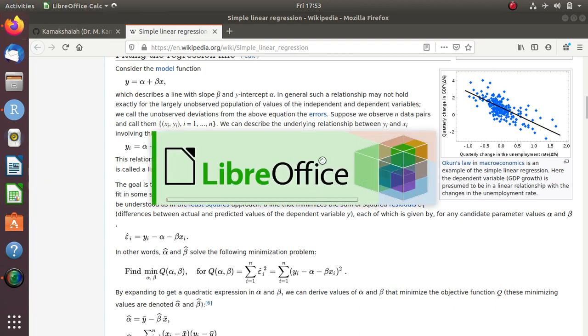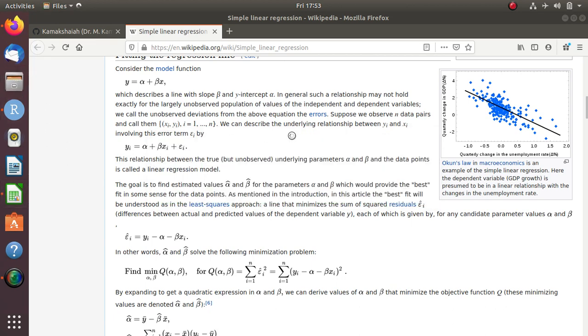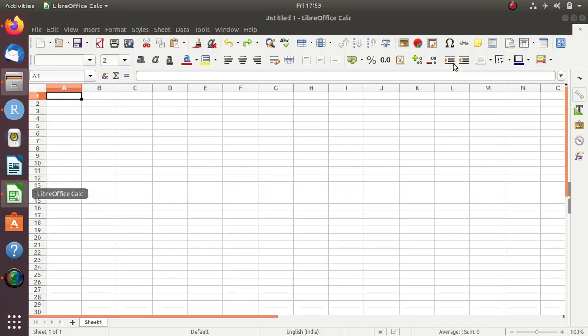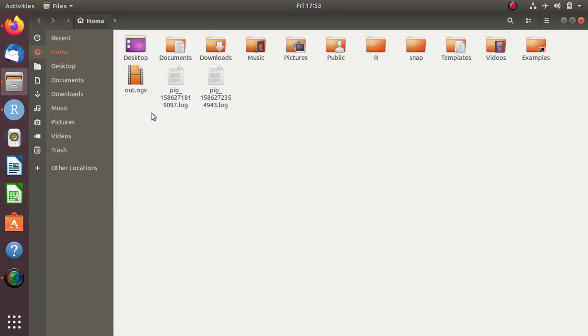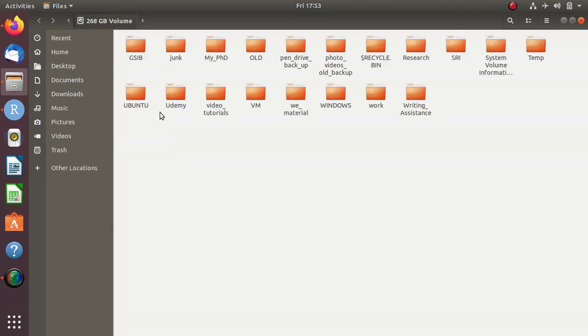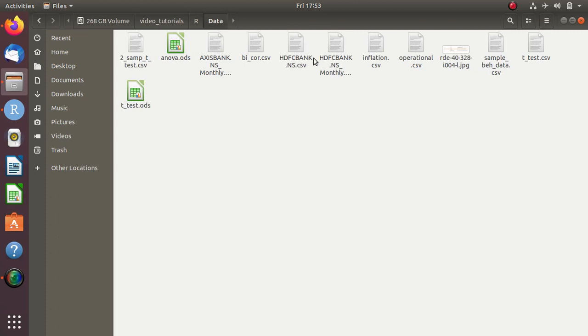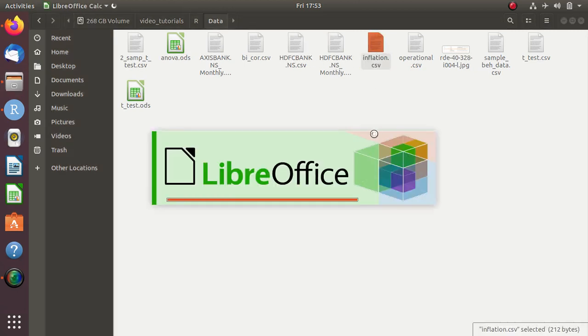Let me explain my demo data sets. Now I have a data set. Actually, where correlation ends, there regression starts. That is the fundamental belief in statistics. Here I have data sets. Now I have a data set called inflation. Let me open this and show you.